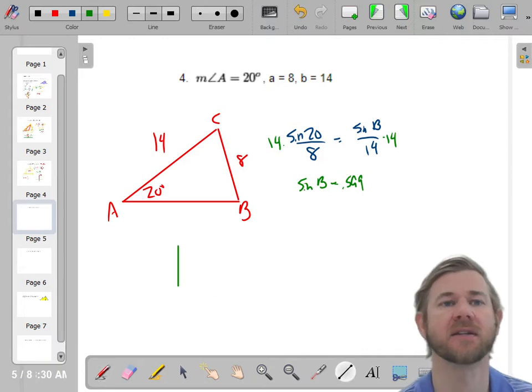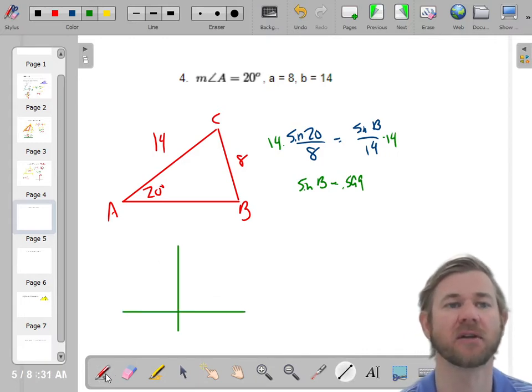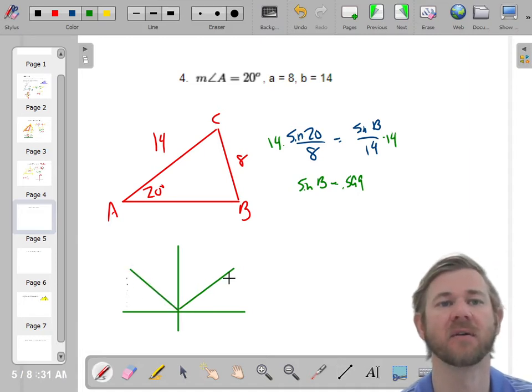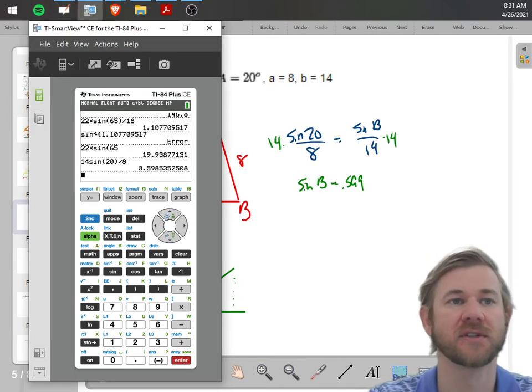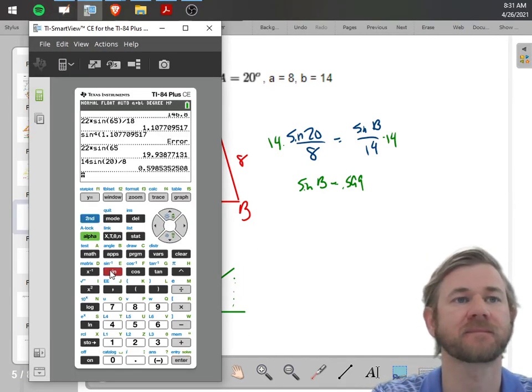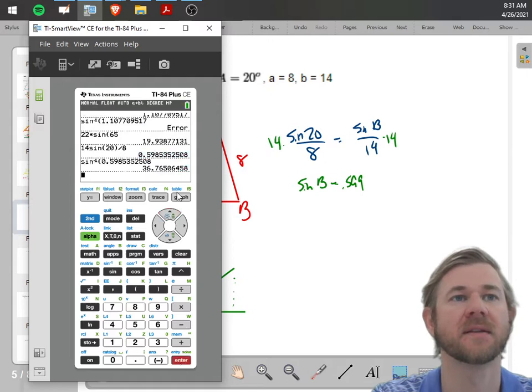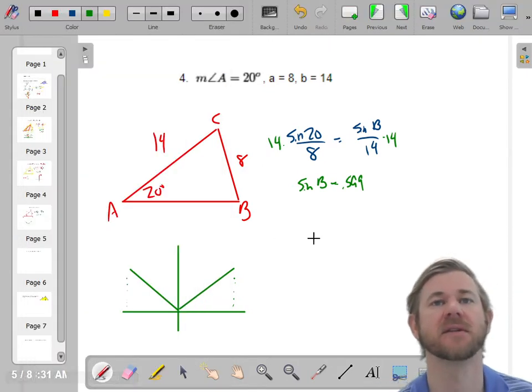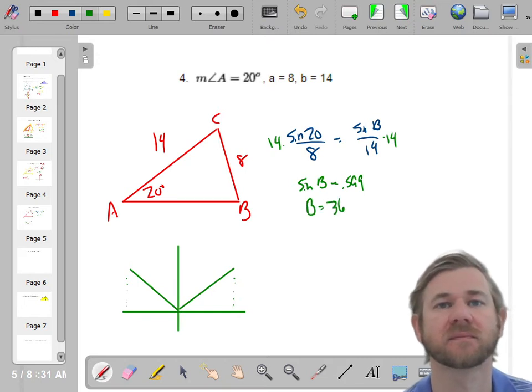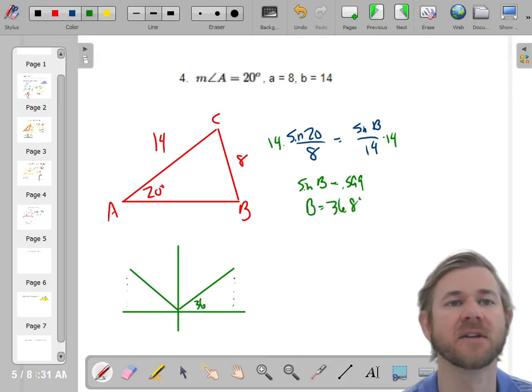And I like to try to sketch it and think, is this possible? What am I talking about? Can I draw two different triangles? The height of this is 0.599. So I will then take the inverse sine of that and get 36.8 degrees. So this is 36.8 degrees.